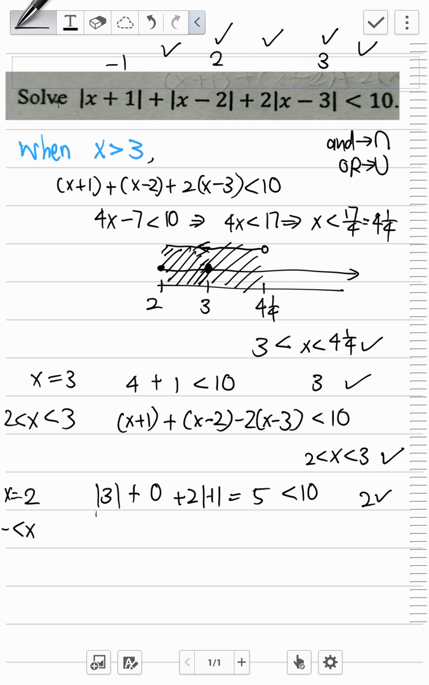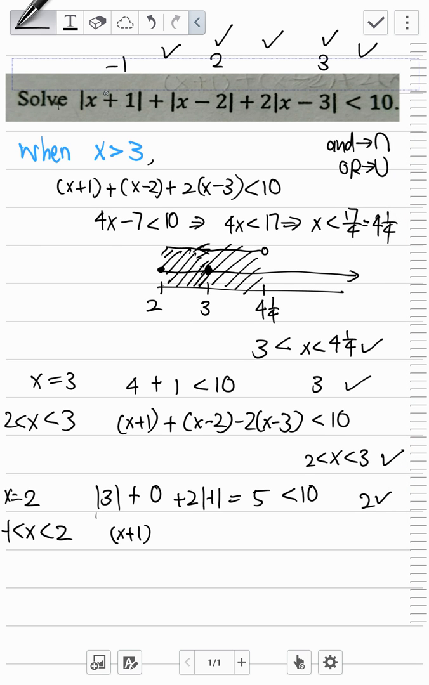So now let's say we go to x between, now we are going to check for this region, which is minus 1 to 2. So from minus 1 to 2, now my number has become smaller than 2. When it's smaller than 2, this part, this x plus 1, can still be positive because the number is still greater than minus 1. So this is still a positive number. If it's a positive number, the modulus doesn't matter.